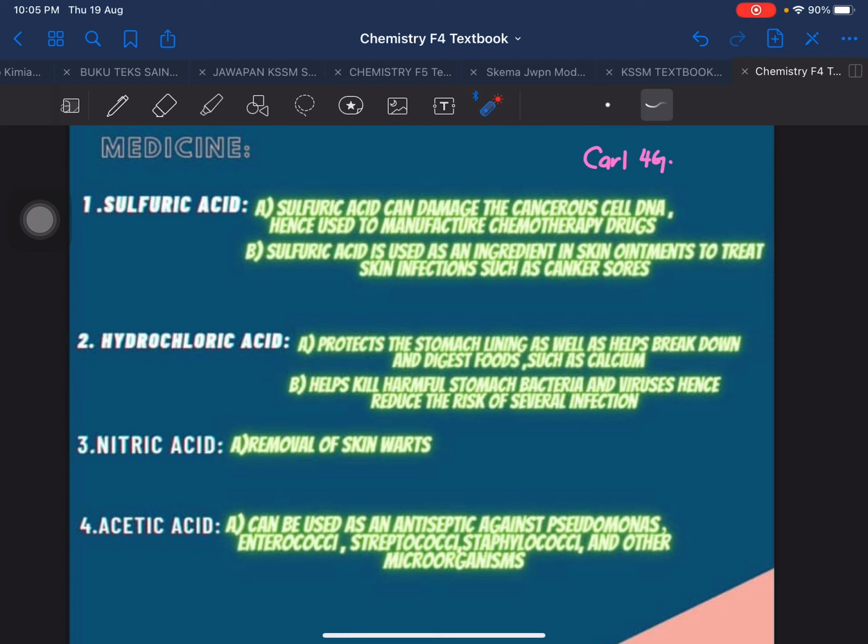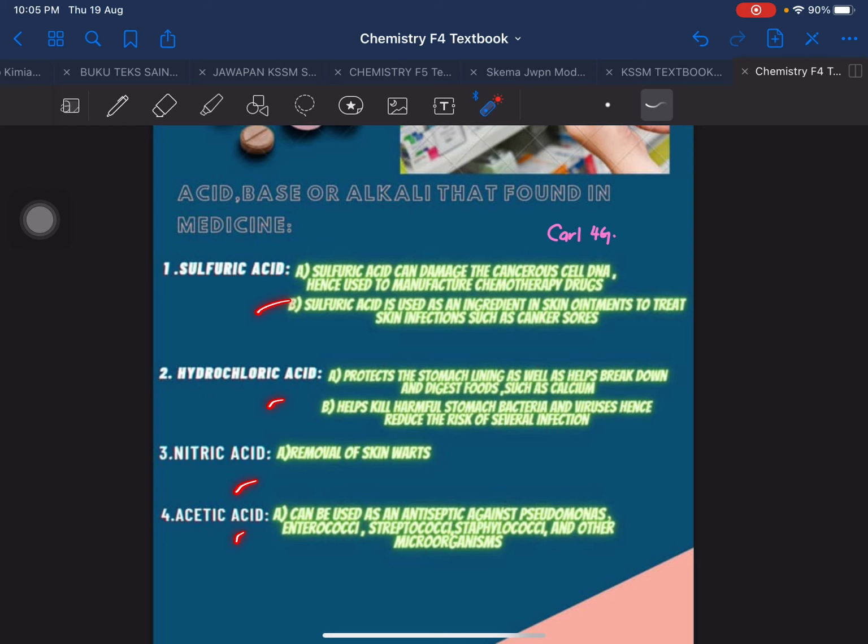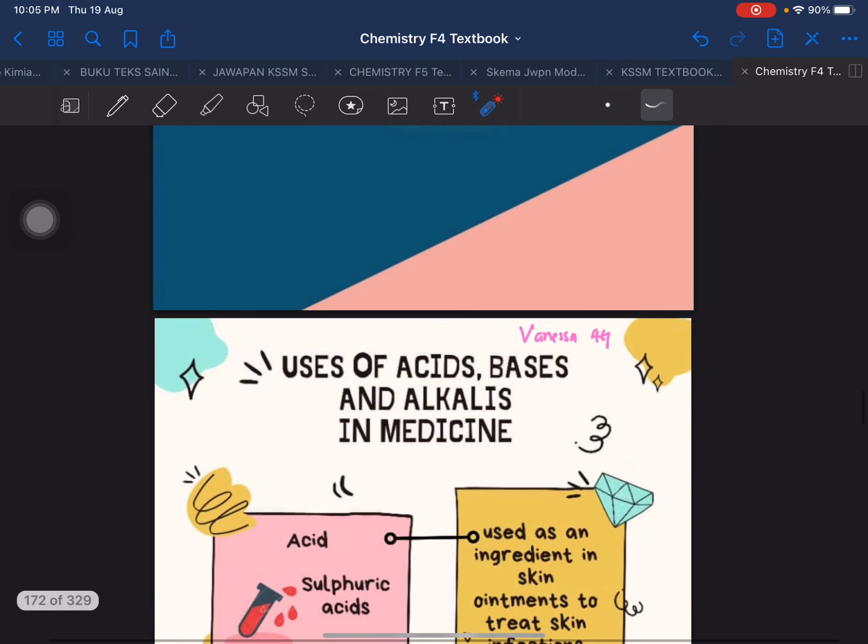The third type of acid, nitric acid, is useful for removal of skin warts. And the fourth type, acetic acid, can be used as an antiseptic against pseudomonas. All of these are bacteria, microorganisms. Thank you very much, Carl, for sharing 4 types of acid that can be found in the medicine field.